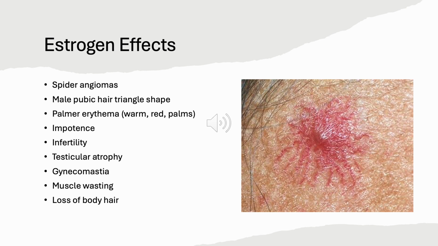The male pubic hair changes from a diamond shape to more of a triangle shape, which is more in line with the female body. They'll suffer from something called palmar erythema, and that means their palms are going to be warm and red. Males are going to have impotence, and both males and females can have infertility and testicular atrophy. Males can have gynecomastia, and muscle wasting is common in cirrhosis, and a loss of body hair is also noted due to the effects of estrogen.